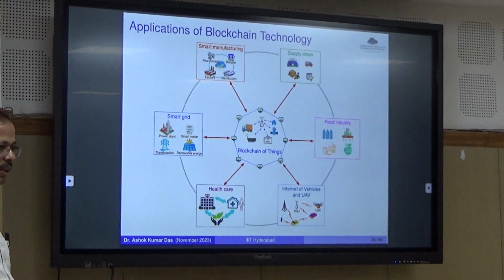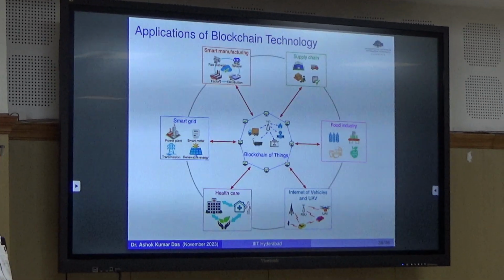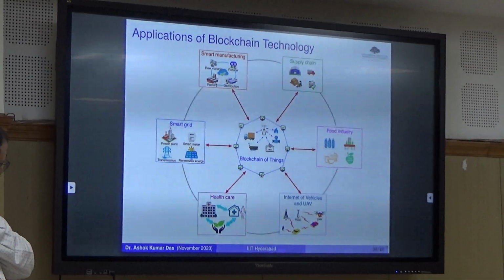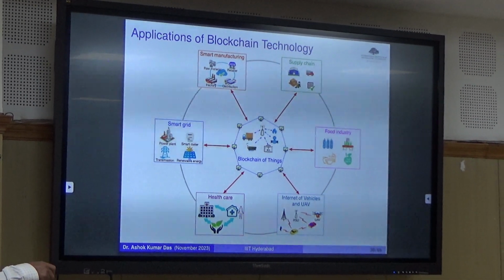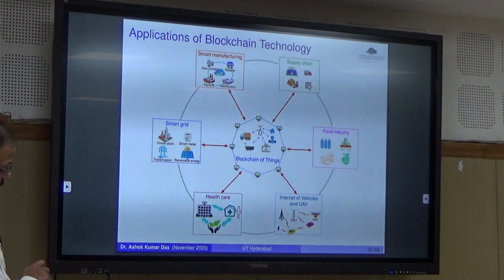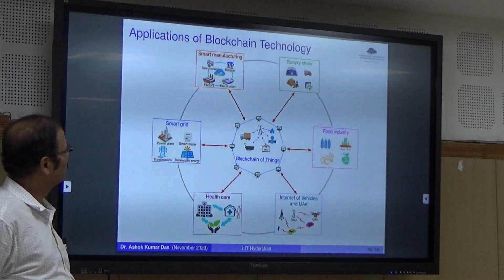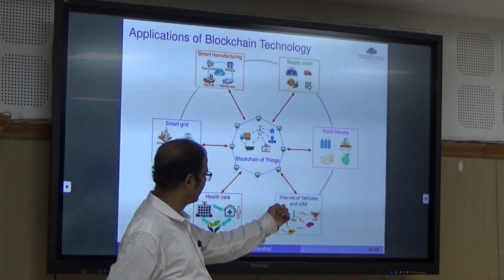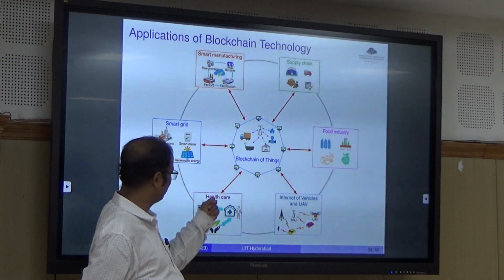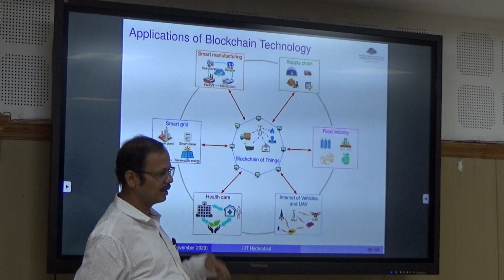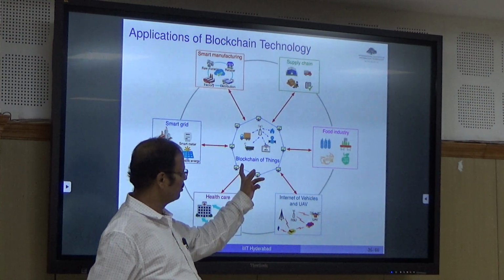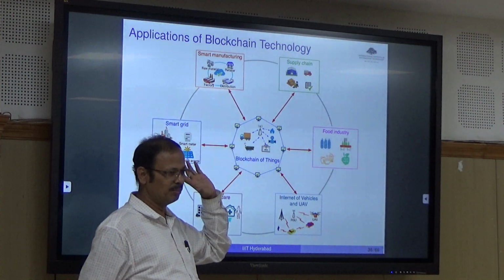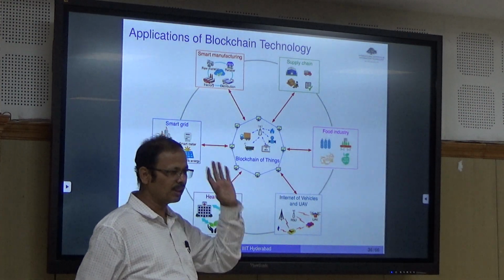Just like the Internet of Things, we have several applications of blockchain, beyond Bitcoin and cryptocurrency. It could be applied to smart manufacturing or supply chain, the food industry, Internet of Vehicles or Internet of Drones environment, healthcare applications, or smart environment. That's why we have some new terms, such as the blockchain of things. Right. Just like the Internet of Things.